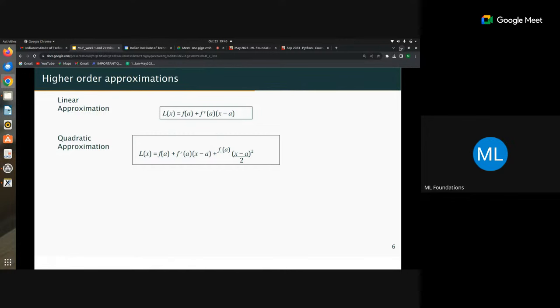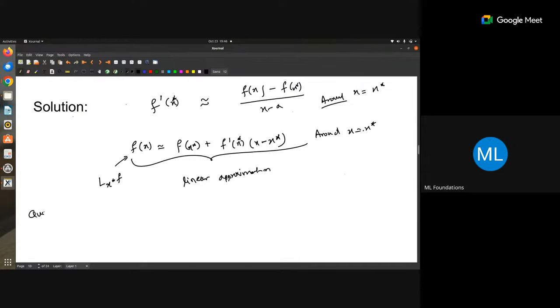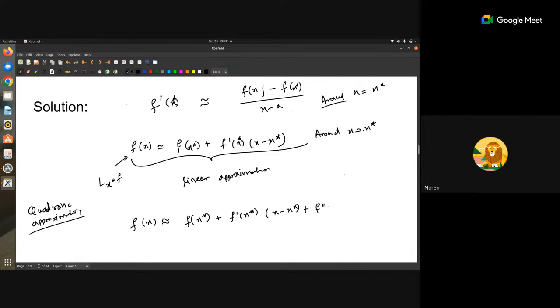Quadratic approximation is what? How this comes is not needed, it's not important. You just have to know this is the quadratic approximation. So what is quadratic approximation? f of x is nearly equal to f of x star plus f dash of x star into x minus x star plus f double dash of x star into x minus x star whole square divided by 2 factorial. So it's a kind of Taylor series. You can see that. So this is the quadratic approximation.